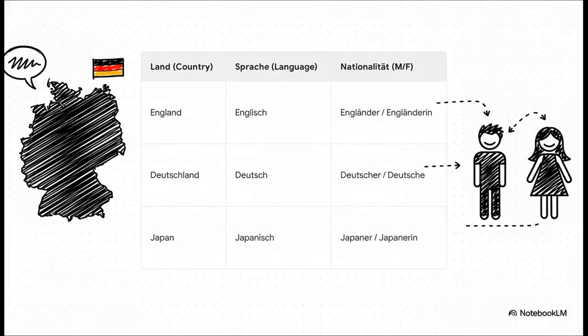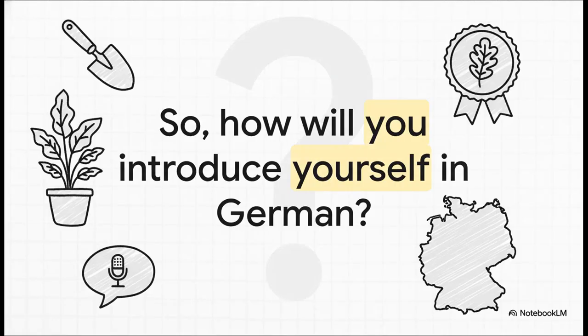See? It's all connected. So, there you have it. We've covered the garden, the tools, and the badge. You've got the complete toolkit. Now, the only question left is for you. With everything you've just learned, how are you going to introduce yourself in German?